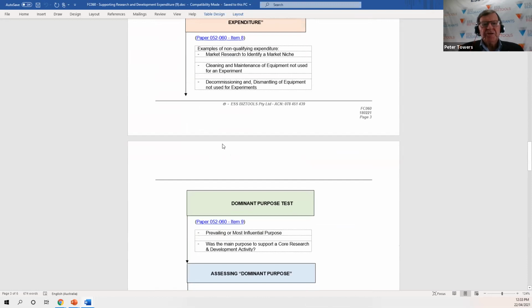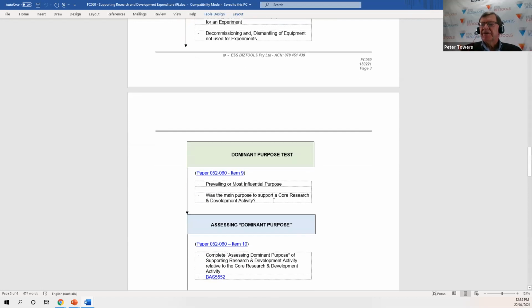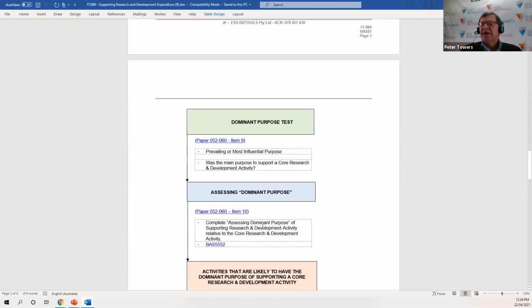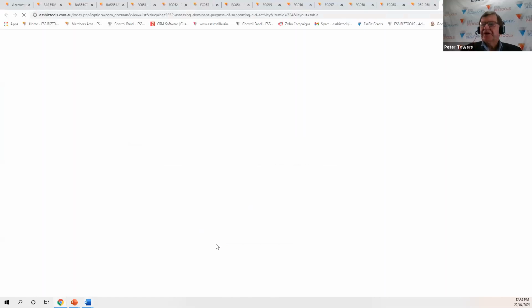And the key thing with supporting research and development, there must be this dominant purpose test. The whole reason for having the supporting activity must be linked to one or more core research and development projects. So there's a document within our system that you would complete that clearly identifies the reason we're doing this. And we're claiming it as supporting research and development.